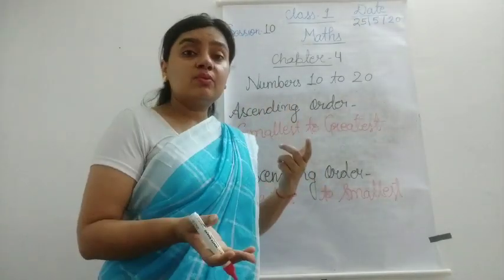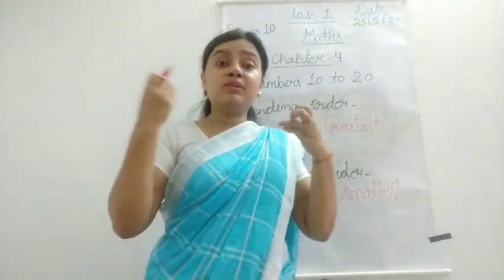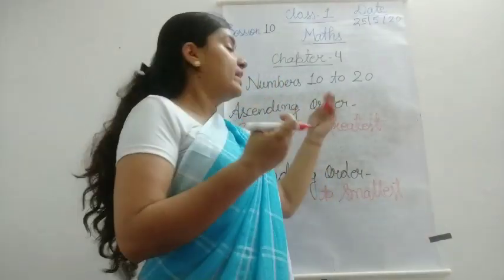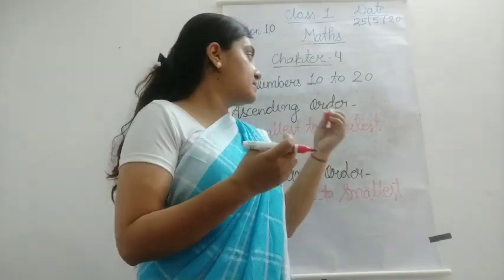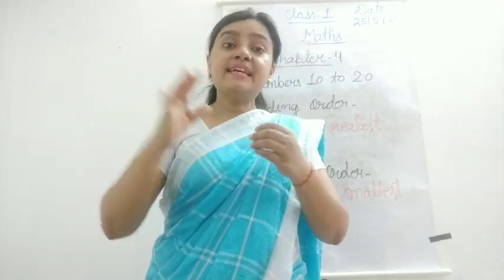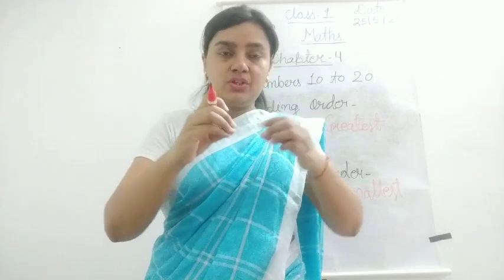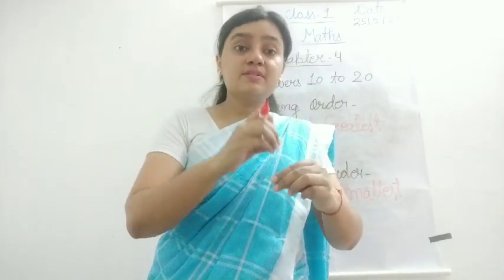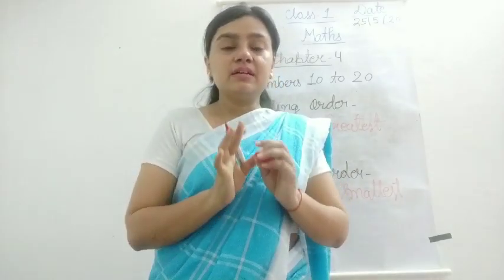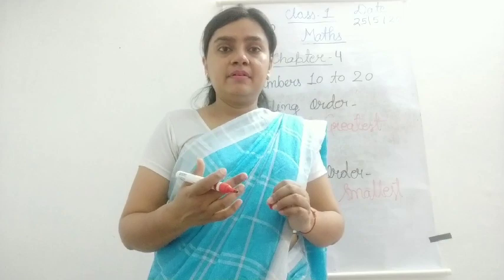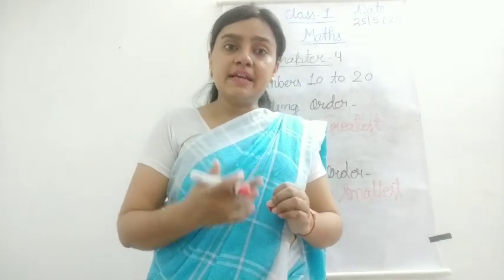First you have to learn that ascending means what? Ascending means smallest to biggest or greatest, meaning छोटे से बड़ा. We have to arrange, first writing the smaller number, smallest, then biggest. Please learn it. Repeat it again and again.